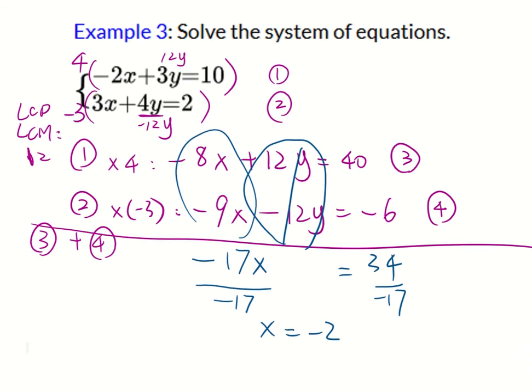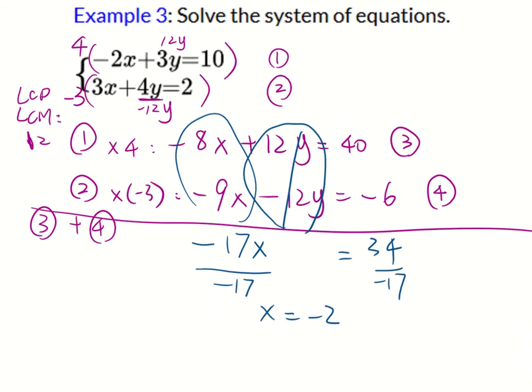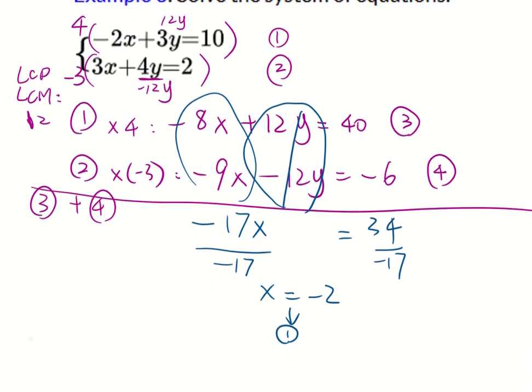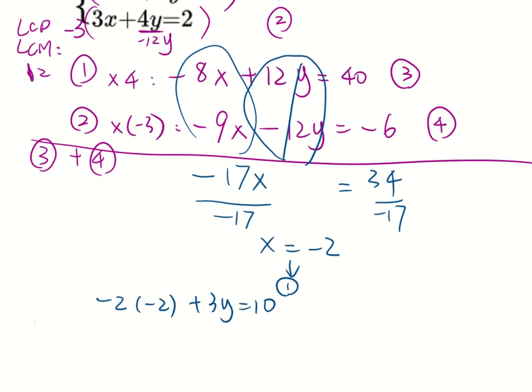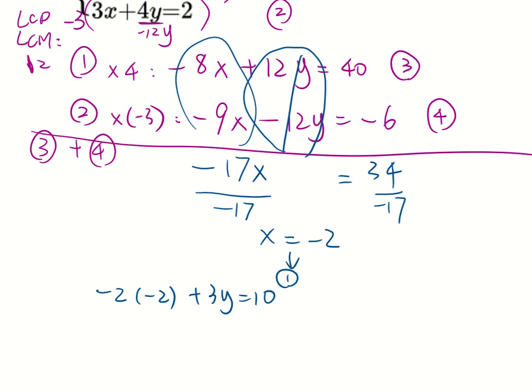To solve for y, you can plug it into either the first equation or the second equation. I will choose to plug it into the first equation. That will give me -2 times -2 plus 3y equals 10. Solve for y here. Positive 4 plus 3y equals 10. Subtract 4 from both sides.